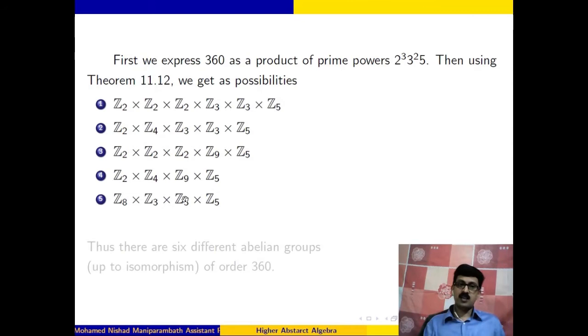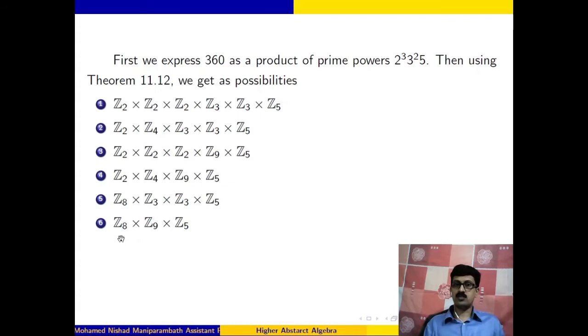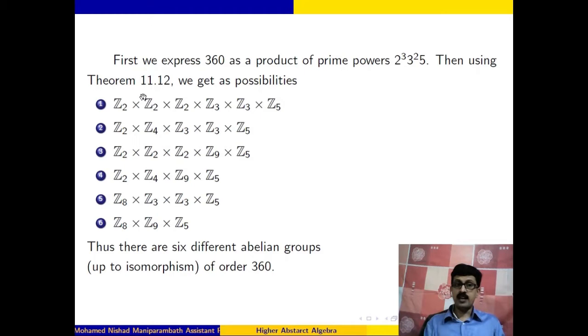Similarly, we have 3 2s, that means 2 cube is 8, that means Z8, cross Z3 cross Z5. Also, we can write 3 2s, that means 2 cube, Z8, 3 square, Z9, and 1 5 is there, Z5. And at last we can write Z8 cross Z9 cross Z5. So, these are the different structures.